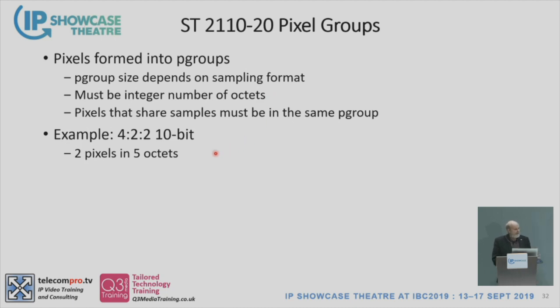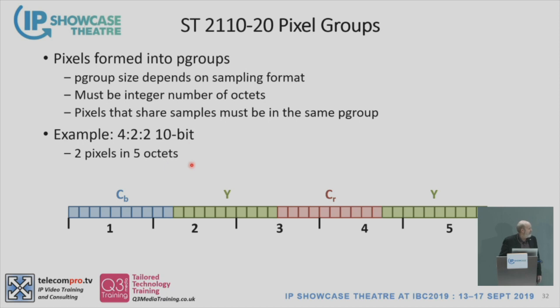So here's an example. We have 422 10-bit, which is by far the most common transport format, what we use in SDI all the time. And what you'll see is we have 2 pixels in 5 octets. For the 2 pixels, we have 2 Y luminance samples, one shown here, one shown here. Then with those 2 luminance samples, we have 1 blue color difference sample and 1 red color difference sample. Since each one of those samples is 10 bits, we have 4 10-bit samples, all in the P group, and conveniently, 40 bits is evenly divisible by 8, so we have 5 octets for that P group.